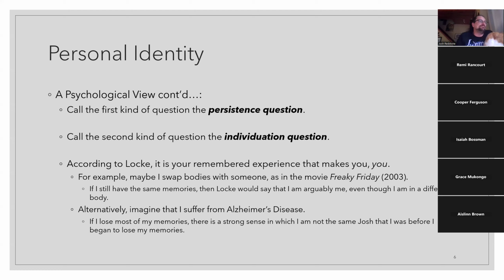Okay. Locke would say that if I still have all of my memories, my chain of remembered experiences remains intact, then I'm me, even though I'm in some other body. But what about if I suffer from some kind of condition where I begin to lose my memories? I realize this is kind of a dark turn from Freaky Friday, but imagine that I'm suffering from some kind of Alzheimer's, some kind of dementia. If I lose a lot of my memories, there is a sense in which I'm arguably not the same person that I was before I began to lose my memories.